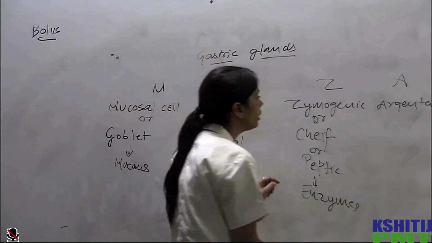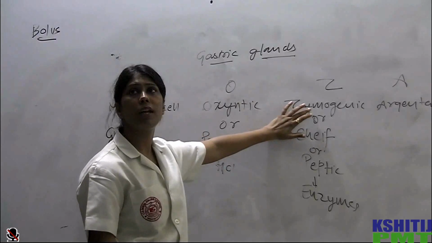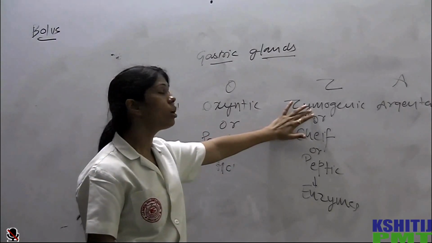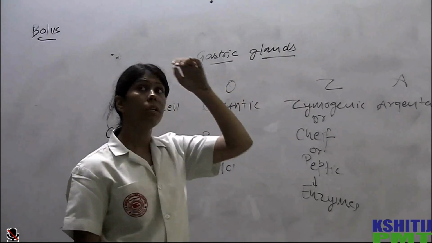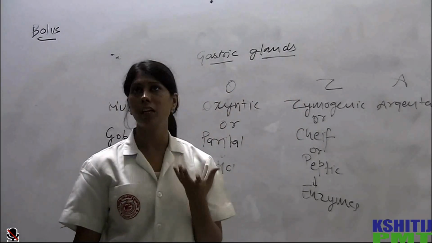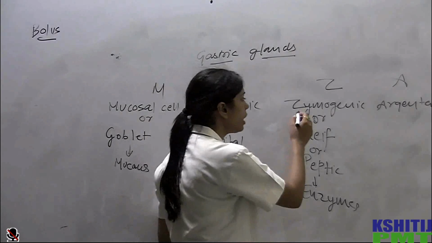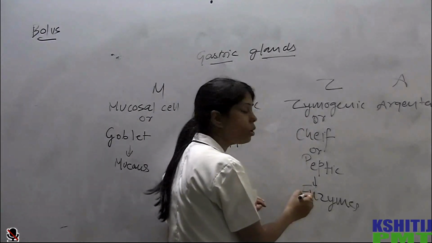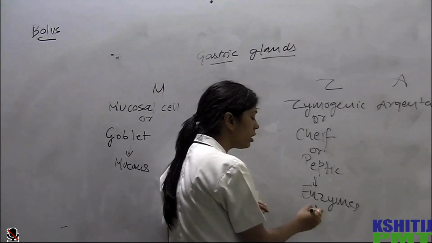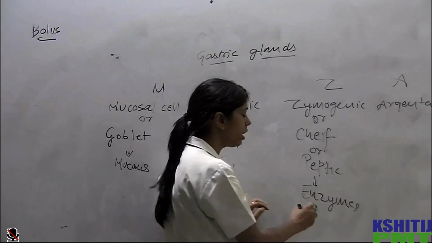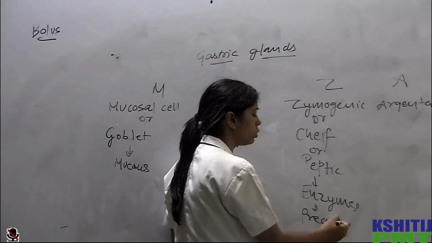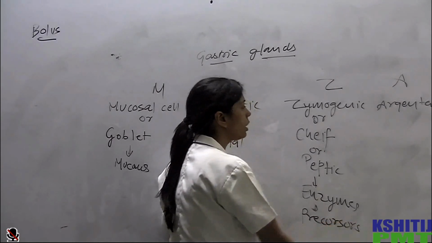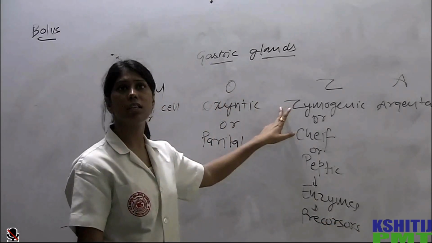Why is the name zymogenic? They have named this zymogenic because zymogen means precursor, a precursor of anything. So here they are secreting enzymes, but not active enzymes. They are secreting precursors of enzymes. That's why these are named zymogenic cells.